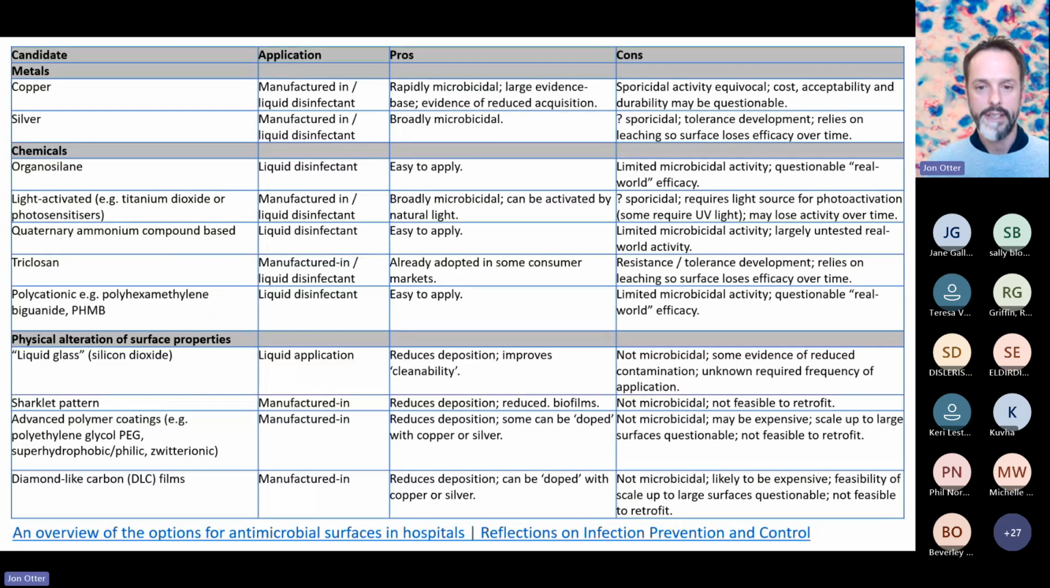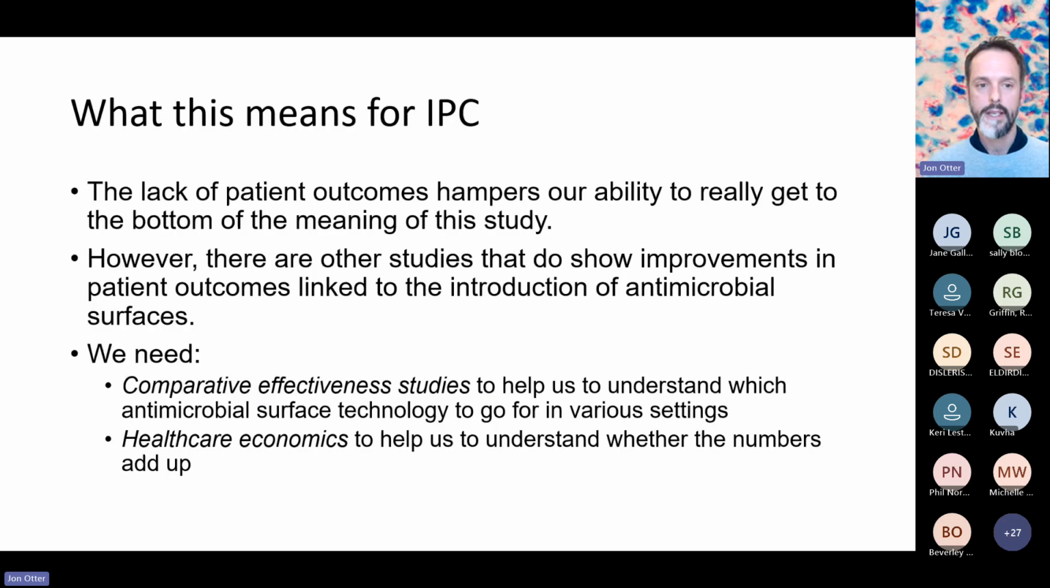I'm not planning to go through this table line by line because it's massive and detailed, but there's a reference there to the blog post that I did with this some years ago. I'll put it in the chat when I finish talking. I just want to use it as an illustration of the huge variety of options we have when we say, let's go for an antimicrobial surface. We could go for a metal-based one, a chemical-based one, or a physical alteration of the surface properties, or perhaps a combination of those two might be the ideal.